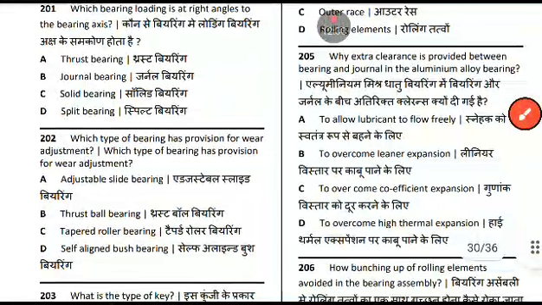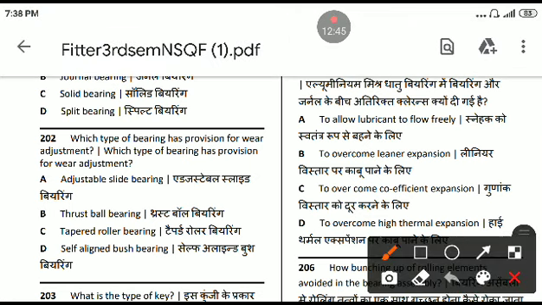Which type of bearing has provision for wear adjustment? Option A, adjustable slide bearing. Correct answer.